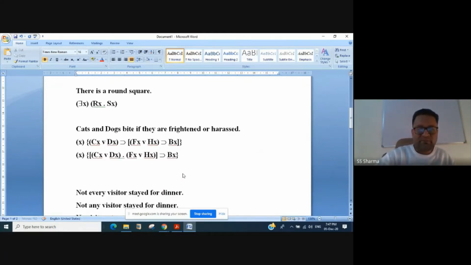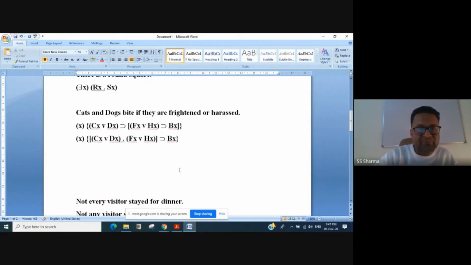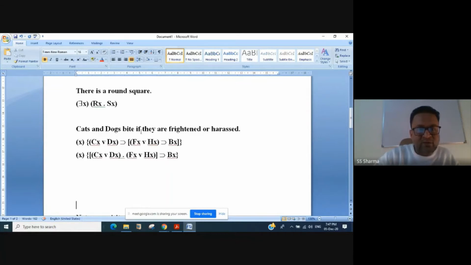So I will remove the rest of the things so that you can see it very nicely and clearly. Here it says cats and dogs bite if they are frightened or harassed. So it means that for all x, if x is a cat or x is a dog, then if x is frightened or x is harassed, then x bites. Or you can say for all x, if x is a cat or x is a dog and x is frightened or x is harassed, then x bites. So both of them are equivalent expressions. The first expression and the second expression are the exportation of each other.